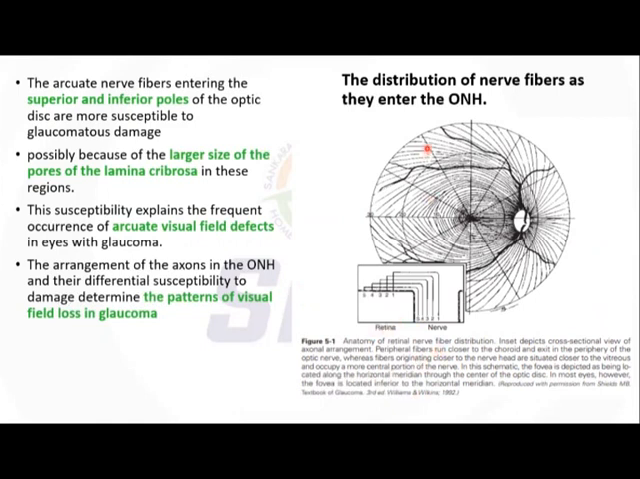Here in this picture, we can see peripheral fibers. These peripheral fibers run closer to the choroid and exit in the periphery of the optic nerve, where the fibers originating closer to the nerve head are situated closer to the vitreous and occupy the more central portion of the nerve. Here the fovea is depicted as being located along the horizontal meridian through the center of the optic disc, but in most eyes, the fovea is located inferior to the horizontal meridian.